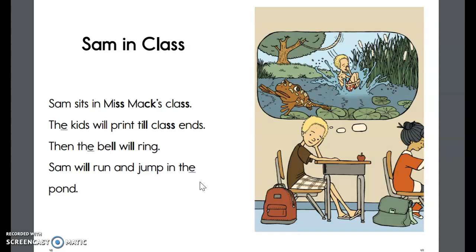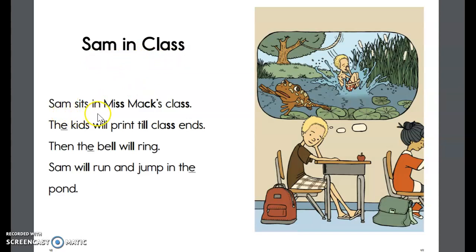Like usual, I will read you the story first. You will read the story with me next, and then you'll pause the book to read the story to a parent, brother, sister, somebody who's working with you. Here we go.